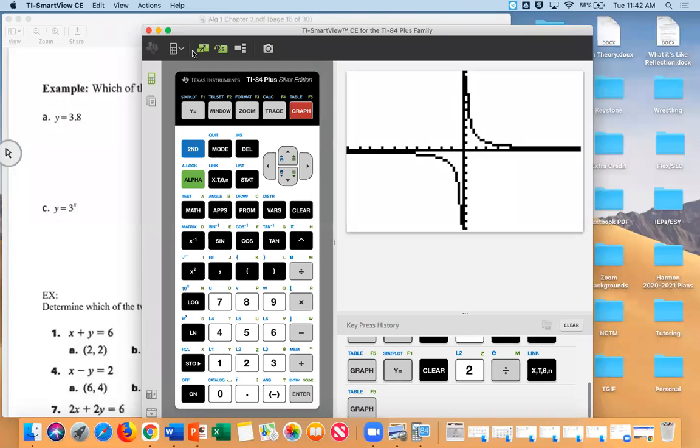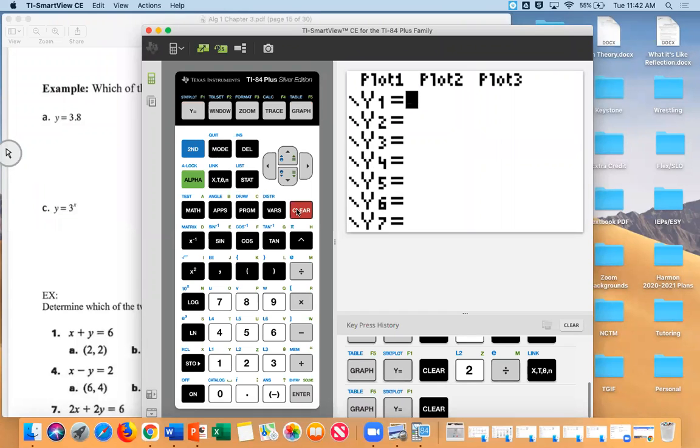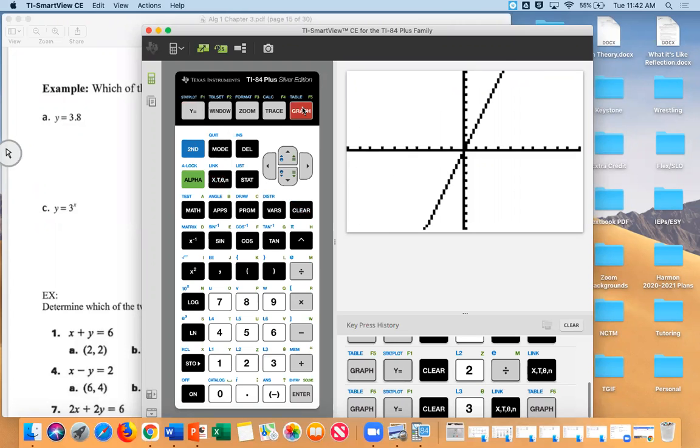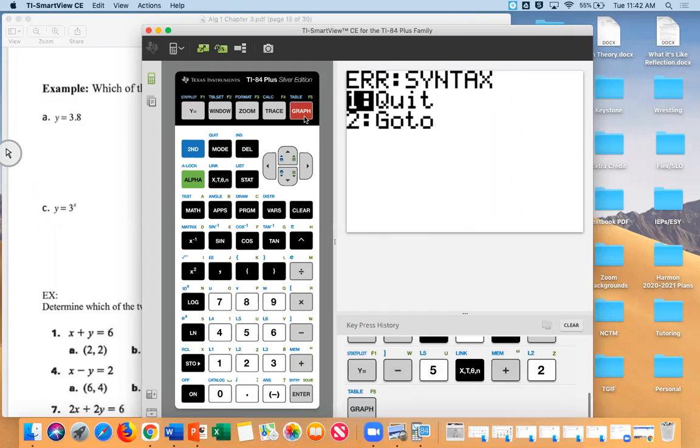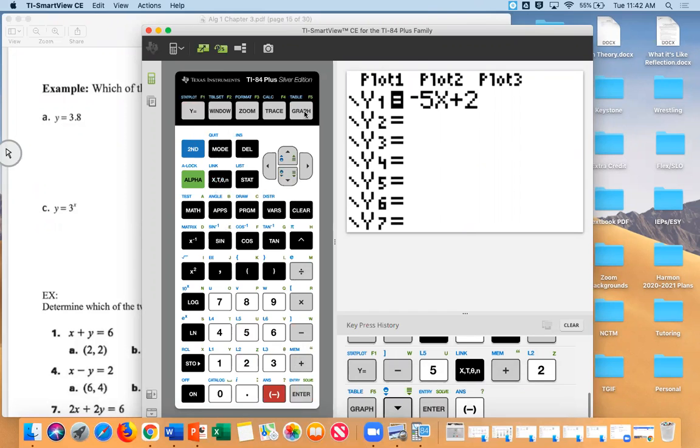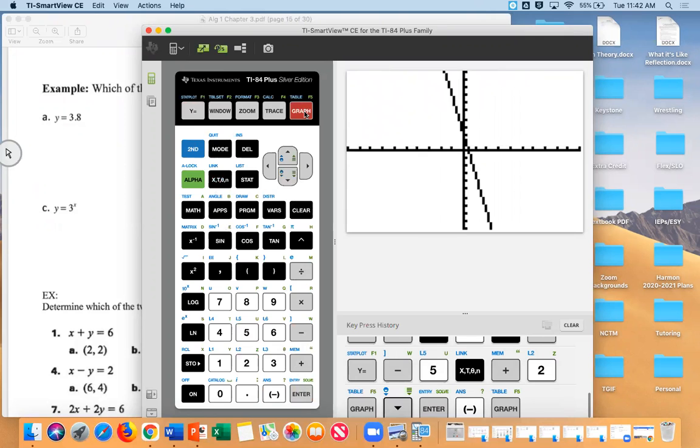So long story short, anything with just a plain and simple x, like 3x, that's a line. Negative 5x plus 2. Notice the x is pretty simple. I'm not doing anything with it. I'm just multiplying it. Notice it's a line. See that, Joey? So I'm going to encourage you to use your calculator to determine if something is linear or nonlinear.